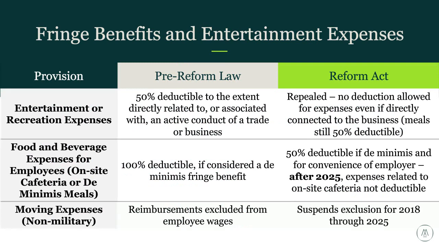There are also several changes made to the treatment of certain fringe benefits and entertainment expenses. In short, these changes largely limit the deduction for such items for companies or eliminate the exclusion from wages for employees. Specifically, entertainment expenses are now disallowed even when they're directly connected to a business activity, and only a 50% deduction is permitted for certain de minimis meals. And moving expense reimbursements will generally need to be included in an employee's wages through 2025.